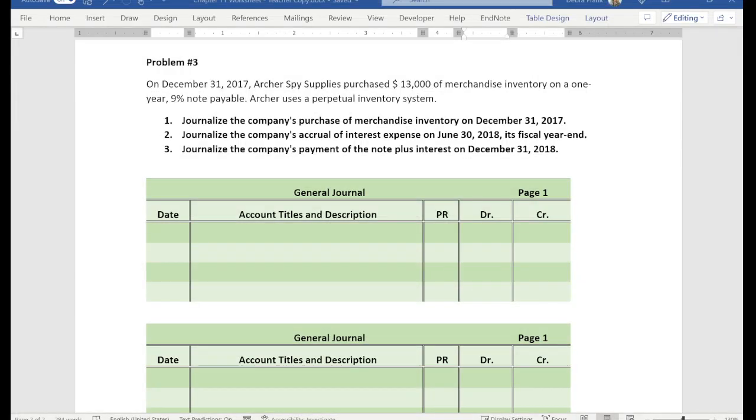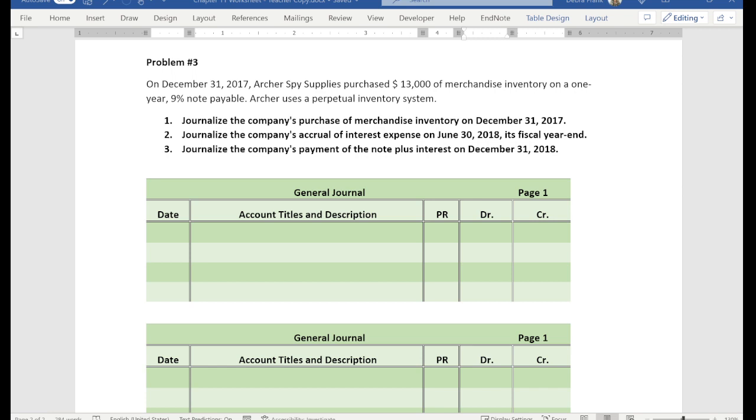Okay, here we are for another last problem that we're going to do for chapter 11. This is another common current liability, and that is our interest payable. So we're going to go ahead and practice a more tricky problem with that. And so here we have on December 31st, Archer Spy Supplies purchased 13,000 of merchandise inventory on a 1 year 9% note payable, and they use the perpetual inventory system.